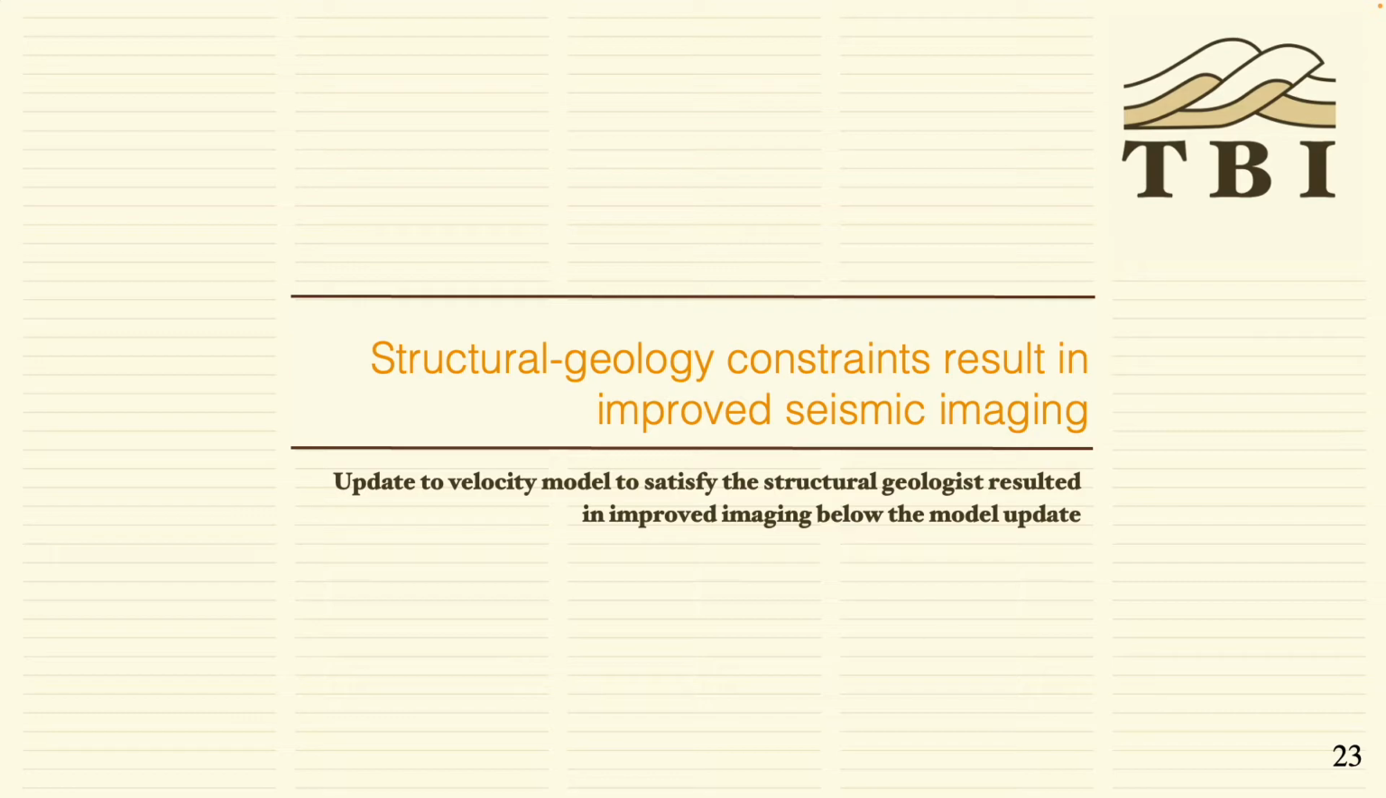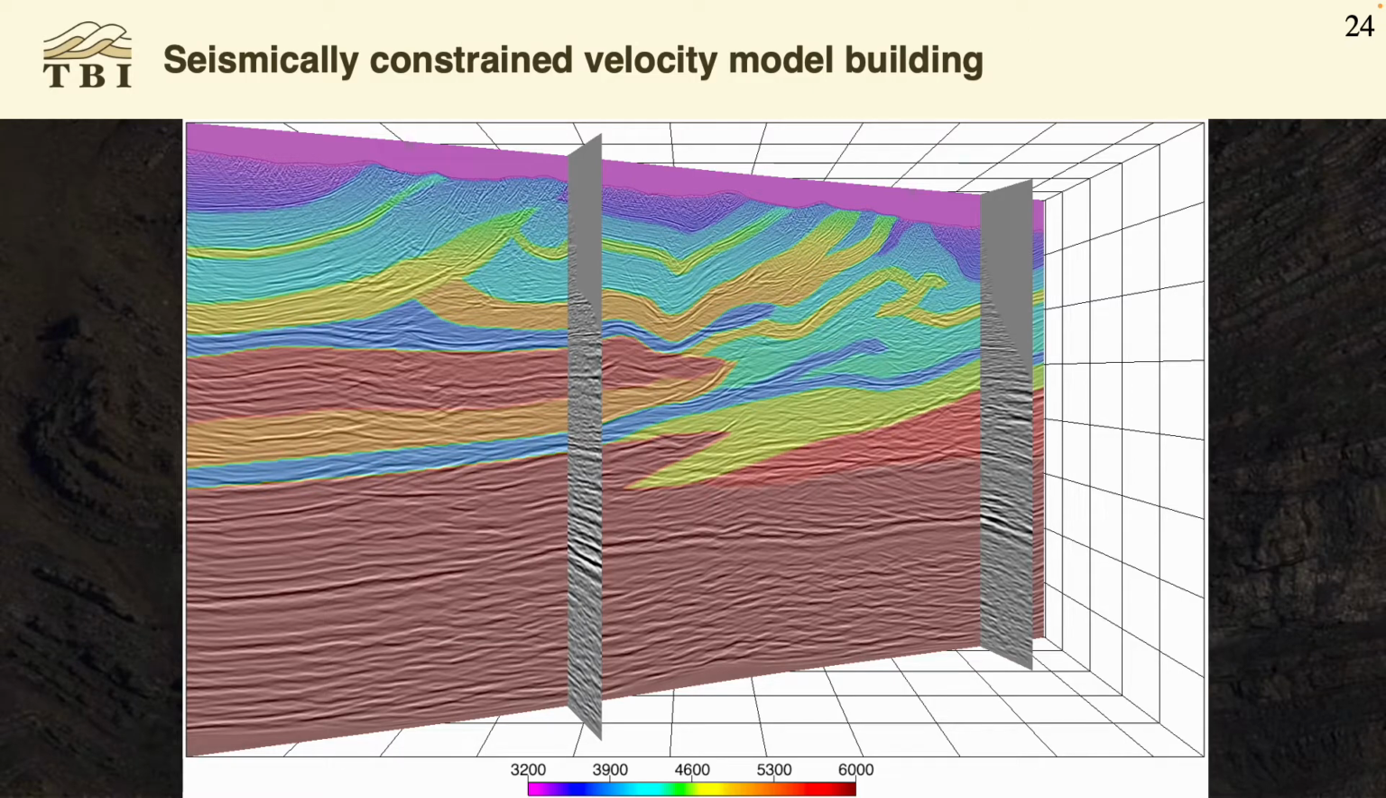Now let's have a quick look at a structural geology update to a velocity model. This is on that Benjamin Creek data set that a lot of you may be familiar with. It's a 2D line in the Canadian foothills. It doesn't have very long offsets. It's not very densely shot.